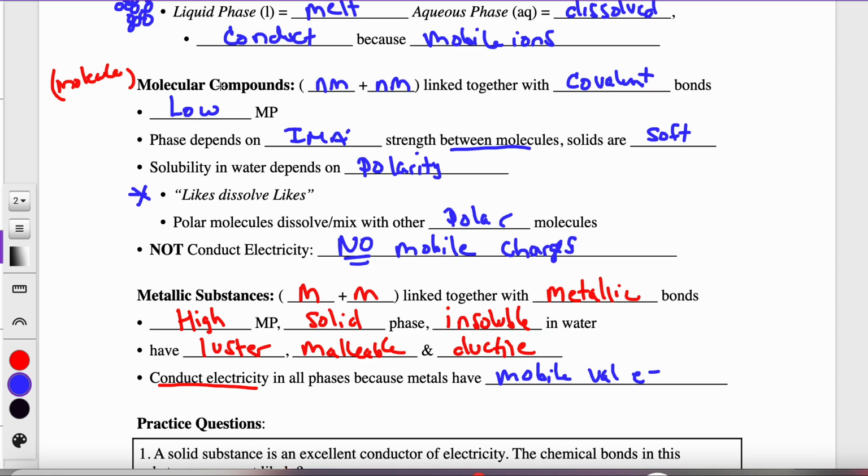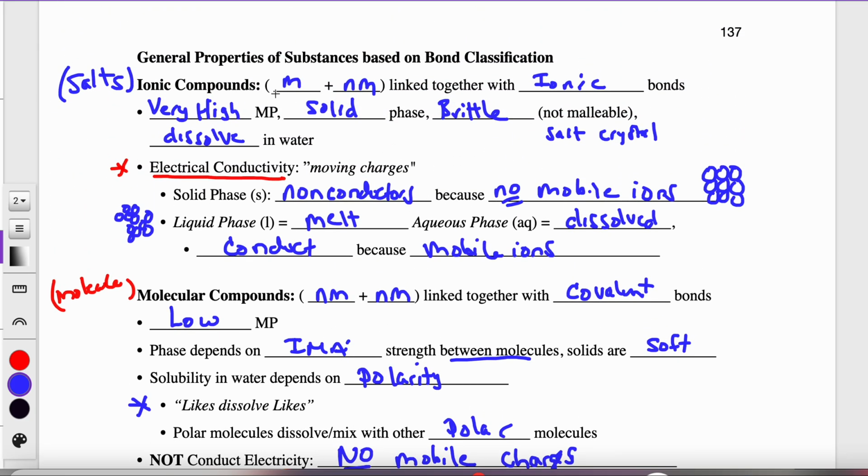Molecules or molecular compounds do not conduct electricity because they have no mobile charges. Melted or dissolved salts conduct because they have mobile ions. You got to get that stuff memorized.